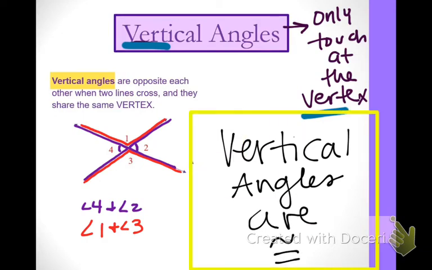Vertical angles are congruent. I would highlight it. I'd make it easy to find, because you'll be expected to know it the rest of the year. Okay, vertical angles are congruent.